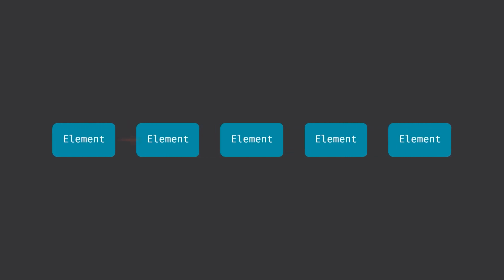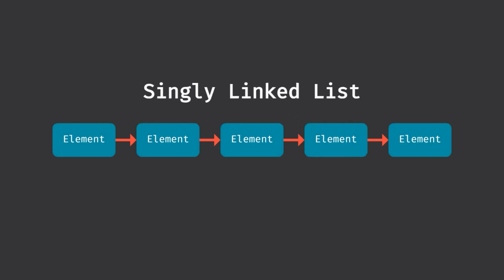Imagine an array of elements, each connected to the other, each pointing to the next element in the list. If we want to access a specific element, we need to start with the first value and then walk through each element to find the value we're looking for. This is known as a singly linked list.